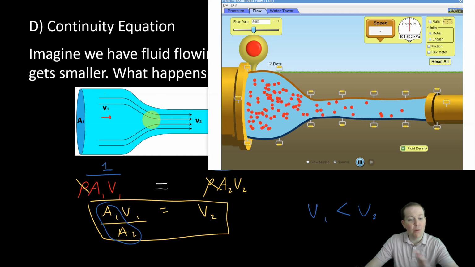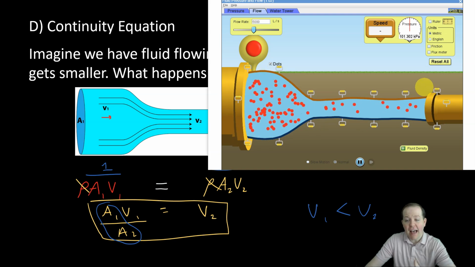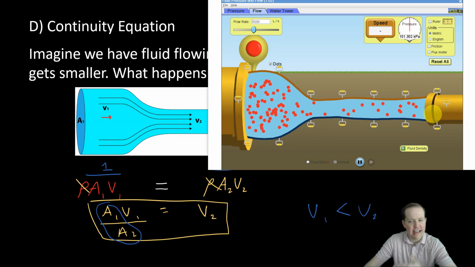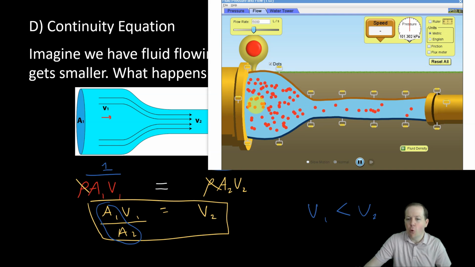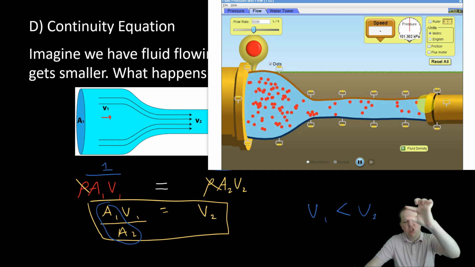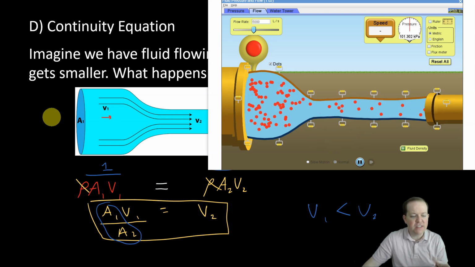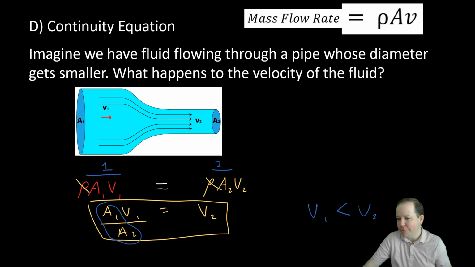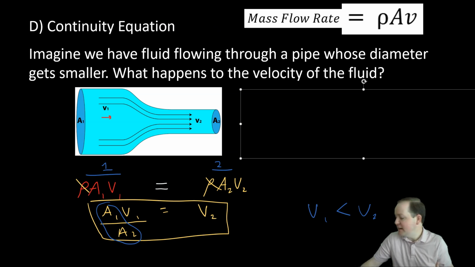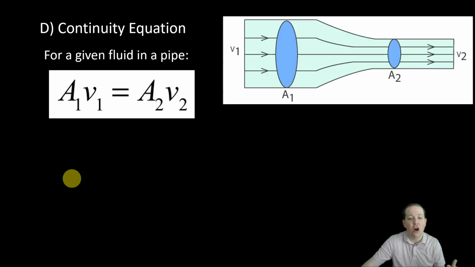I've reset my animation to more accurately match this diagram here. Again, however much water is entering in this section has to equal the amount of water that's leaving. I can't have any water magically appearing or disappearing. So since I have so much space for water over here compared to here, I have a much smaller nozzle. The water has to speed up. So this equation, this thing known as the equation of continuity, is used to describe how the speed of a fluid is going to change based on how the diameter of the pipe is changing. For a given fluid in a pipe, decreasing the cross-sectional area is going to increase the speed of the fluid.